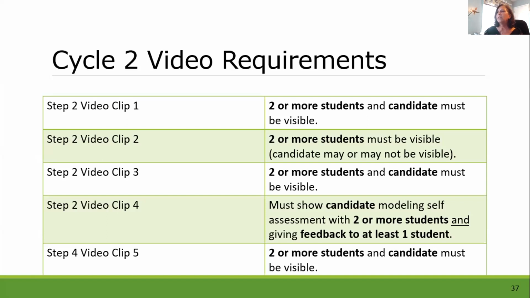Clip four, this one's a little confusing the way we wrote it. We are very carefully going to look at the language and clear it up for next year. But right now we need to see the candidate modeling self-assessment for the class, originally. But now we're saying at least for two students. And then we need them to give some feedback to at least one student. And if you look at that language closely, you'll see that we use both the word student without the S and students with the S. So this one is a little more complex. So please carefully read that and carefully guide your students, candidates. Clip five, two or more students and the candidate.